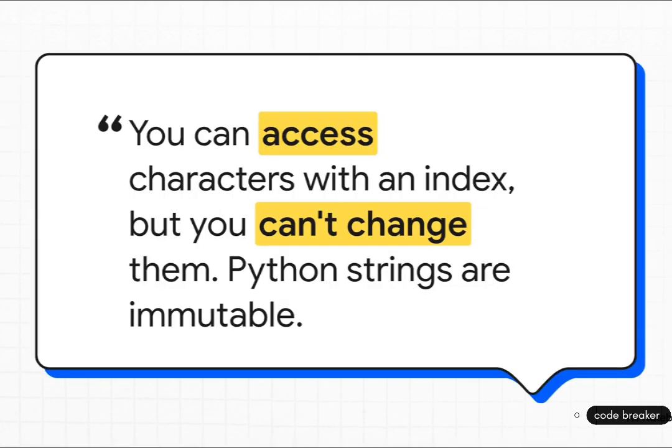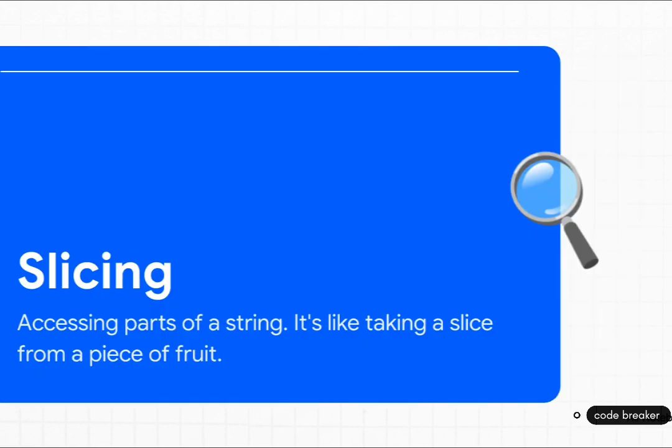And this leads to a really important, kind of weird thing about Python strings. You can look at any character using its index, for sure, but you can't change it that way. Strings are what we call immutable. Fancy word, simple idea. Once they're made, they can't be altered. If you want to change a string, you actually have to create a brand new one. So you're probably thinking, wait, if I can't change them, what's the point?